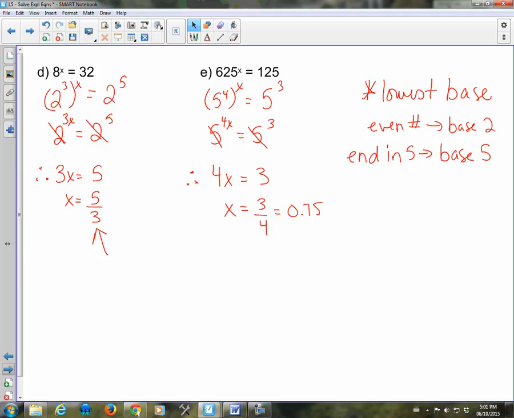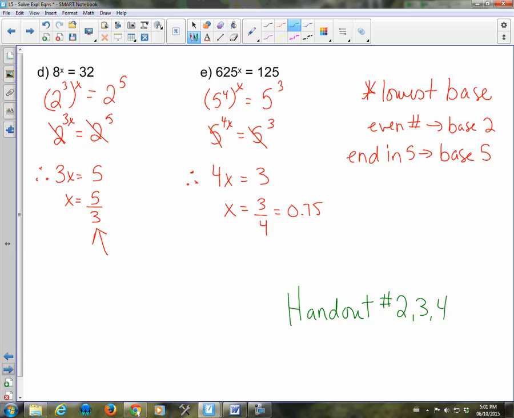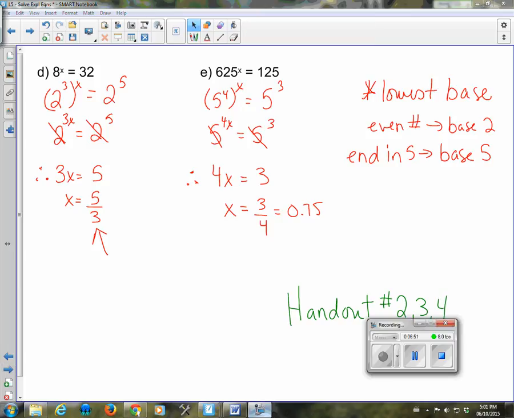All right, you're going to try some of these on your own from that same handout you're working on with change of base. I think we're talking number 2, 3, and 4. Make sure you've got all the examples copied down in your notes, and I will see how this goes.